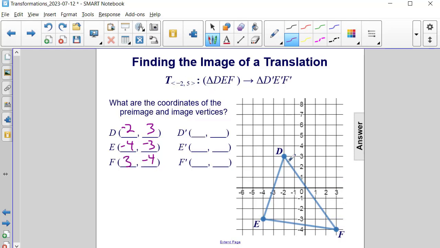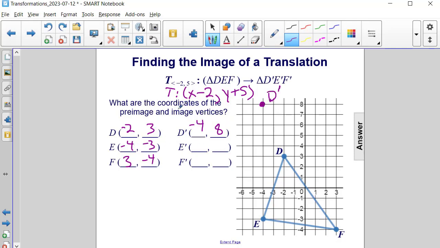Now if we make triangle DEF go through a translation with an h value of -2, or it could also be written as x minus 2, y plus 5, to get to triangle D prime, E prime, F prime. Well, if we put -2, 3 in for x and y in this rule, we will end up getting -2 minus 2, which is -4, and 3 plus 5, which is 8. So point D prime will be at -4, 8.